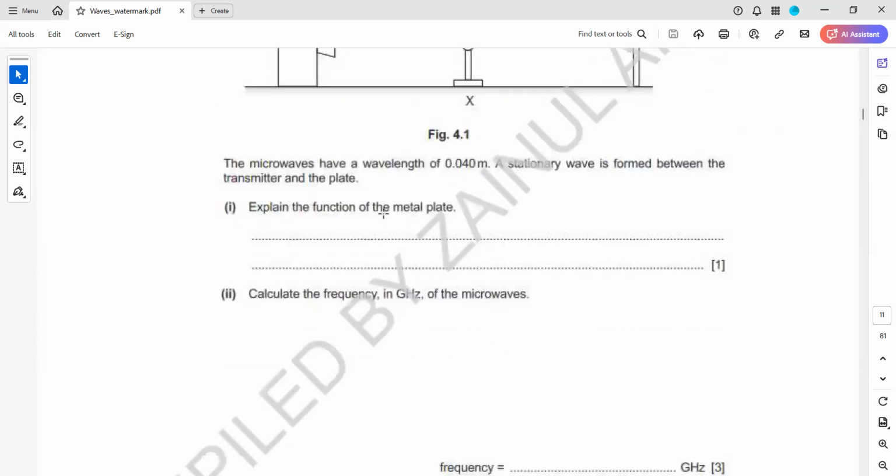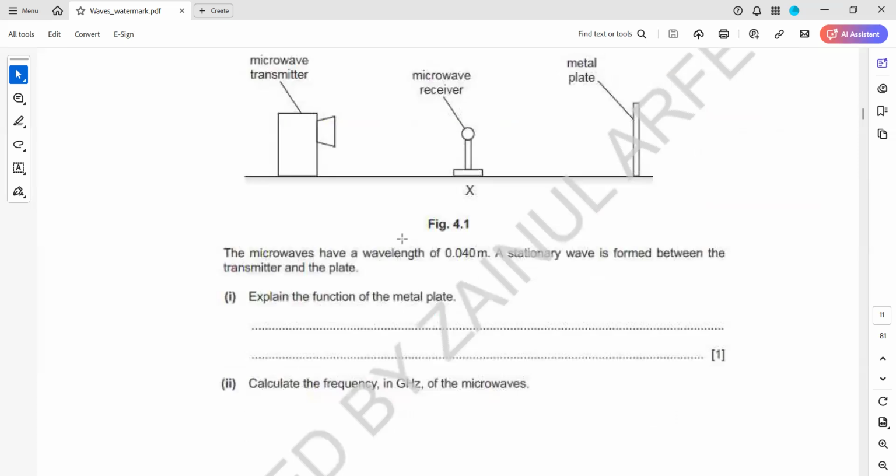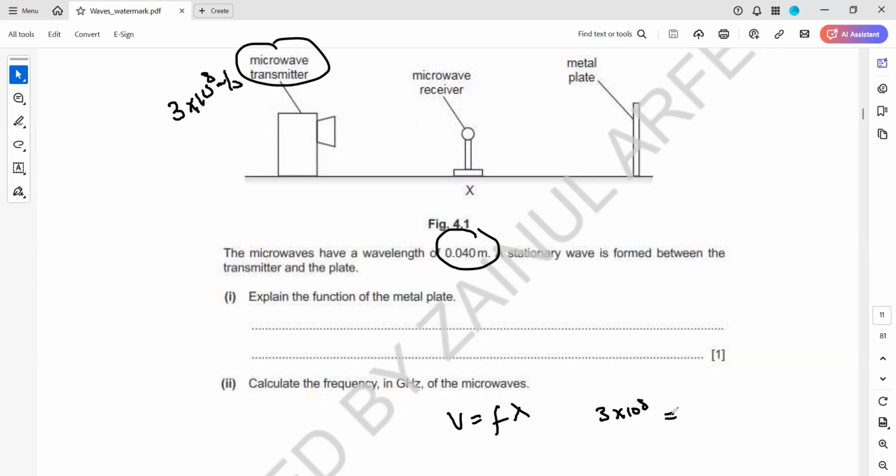Next is: calculate the frequency in gigahertz for the microwave. We have the wavelength and we know it's an electromagnetic wave. These electromagnetic waves travel at a speed of 3 times 10^8 meters per second. So use the formula v equals f lambda. So 3 times 10^8 equals f, the frequency, which is unknown, times the wavelength, 0.04. So f is 3 times 10^8 divided by 0.04. What's the answer for the frequency?